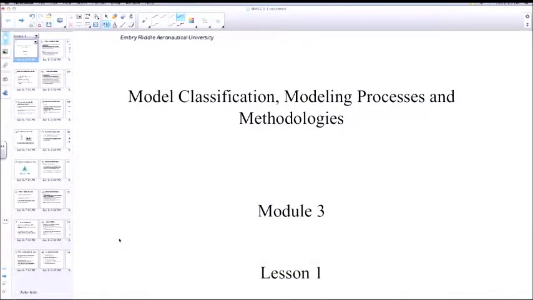course. So in this lesson, we are going to give an overview about the next 12 hours of this module. And we look at model classification, the modeling process, and the methodology.